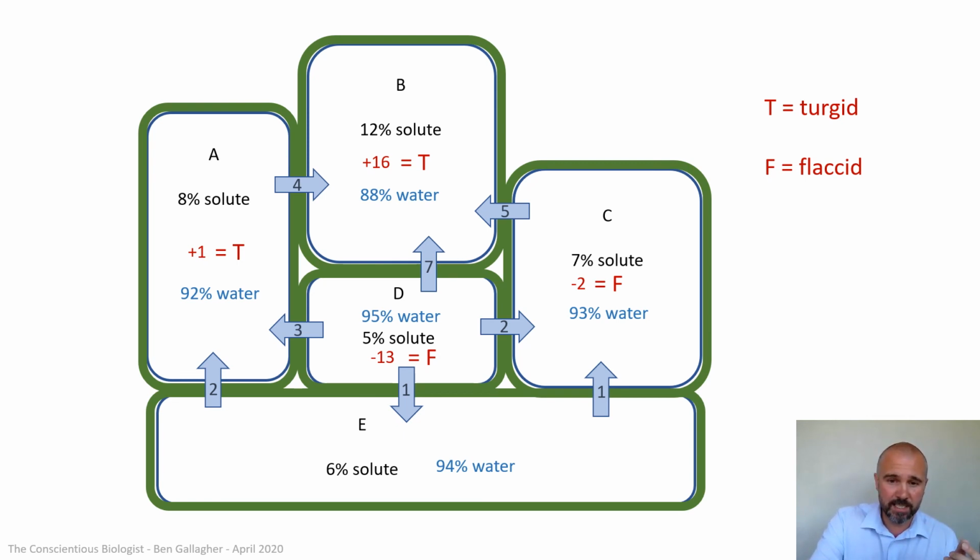E is losing water to A, it's losing water to C, it's gaining from D. None of its 3 arrows are particularly strong, 2, 1 and 1, but still when you work it all out overall, that's a -2 figure, which means it's going to go flaccid because it's still losing.